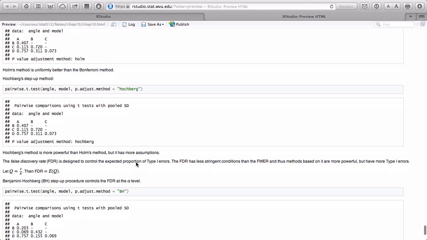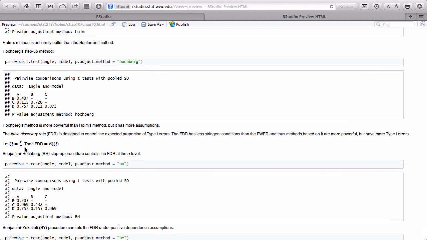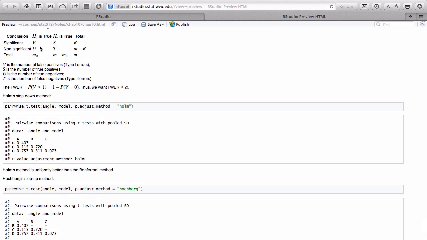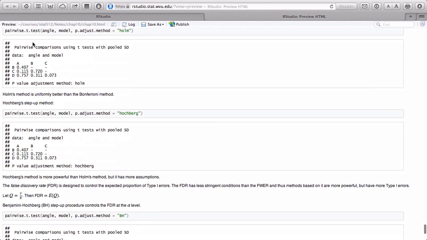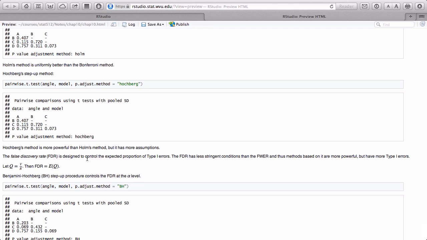I'll just mention the false discovery rate. If I take V over R, remember V is what we don't want and R is the total number of significant results. I'm looking at the proportion of false significances over the total number of significances, and I want the expected value of that, which is the false discovery rate. I want to control it, so that the expected value is reasonably small.